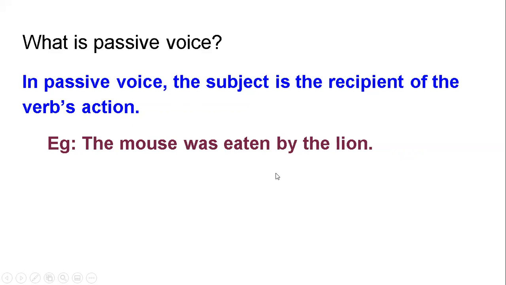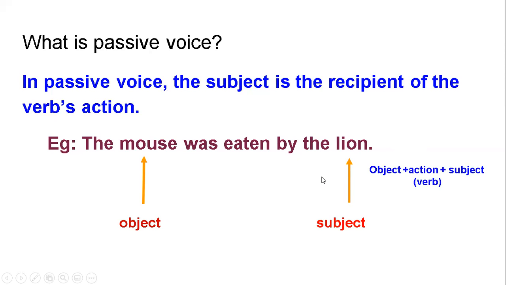That is passive voice. So what is the subject here and what is the object here? The object is the mouse. The subject is the lion. So as you can see in passive voice, the object is first, the subject is last. This is how the structure of passive voice is. Object plus action, which is the verb, plus subject. You have the object plus action plus subject. All right? The subject is passive.